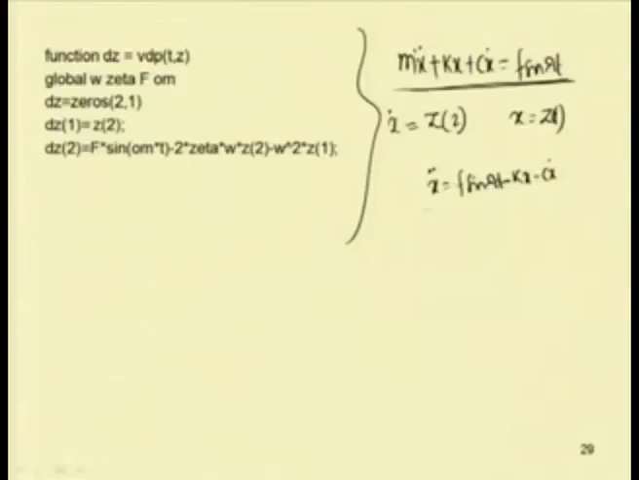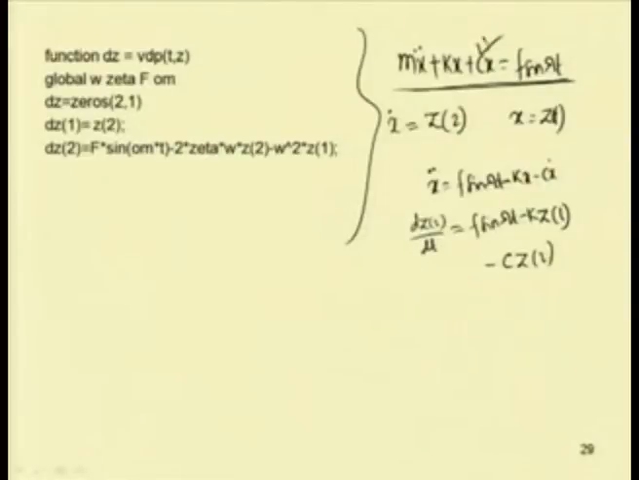So, this x double dot, as x dot is written z 2, equal to d z 2 by dt. So, this is d z 2 by dt, and this will be equal to f sin omega t minus k, where for x one puts z 1, minus c, where for x dot one puts z 2.